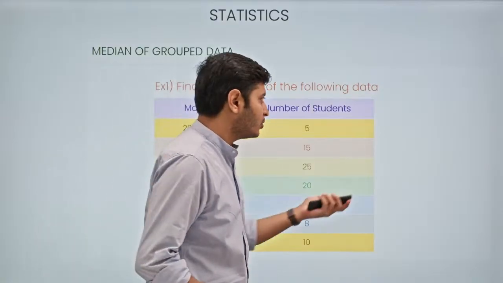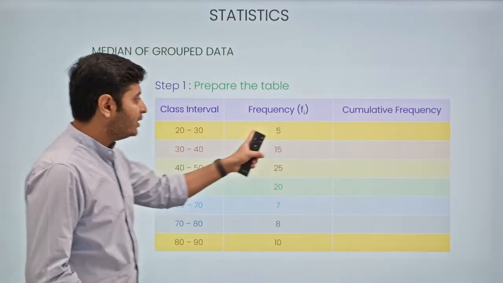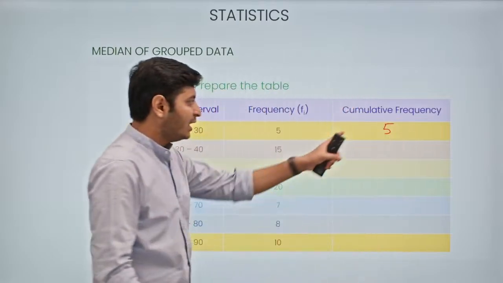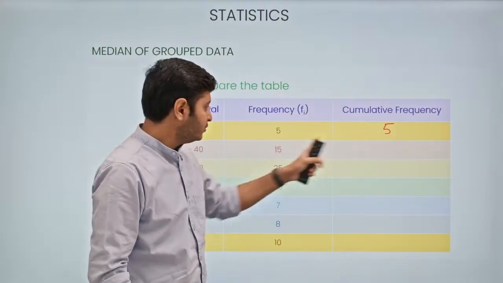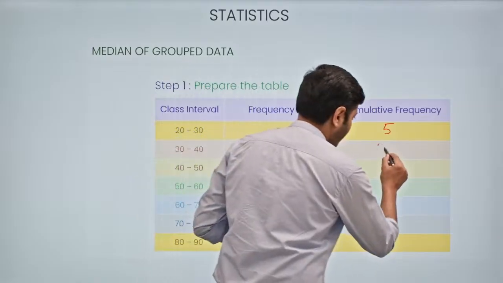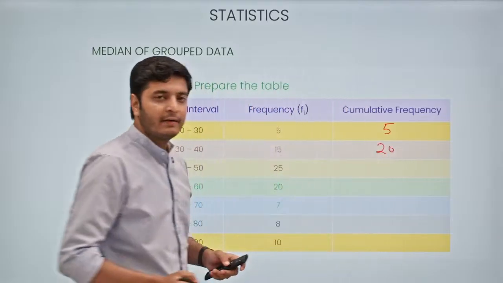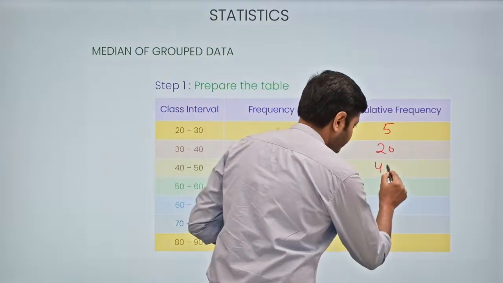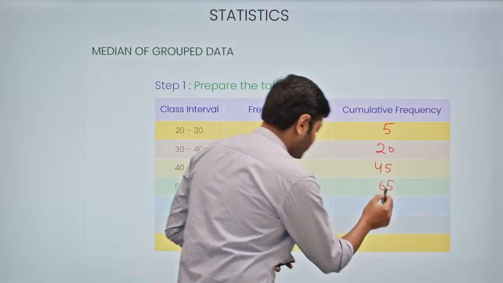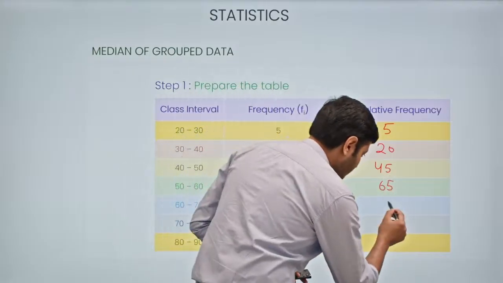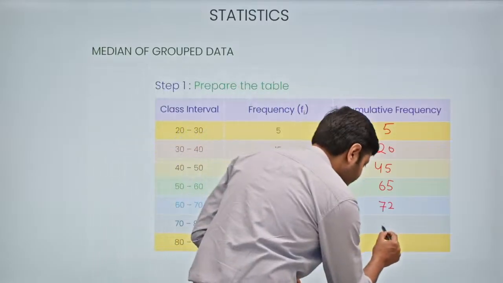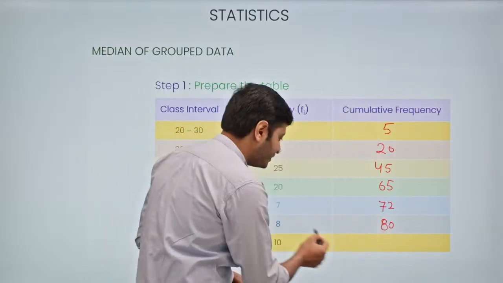For that we need one more column like this. I'm going to write the first frequency as it is. Then I'm going to add this value to the next frequency. So 5 plus 15, 20. 20 plus 25, 45. 45 plus 20, 65. 65 plus 7, 72. 72 plus 8, 80. And 80 plus 10, 90.